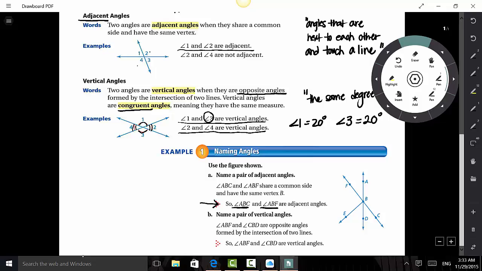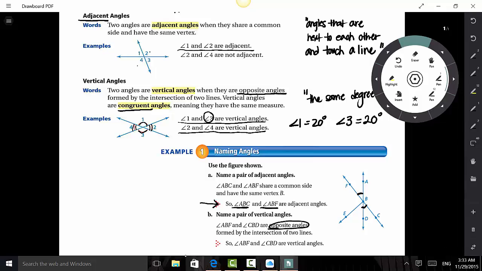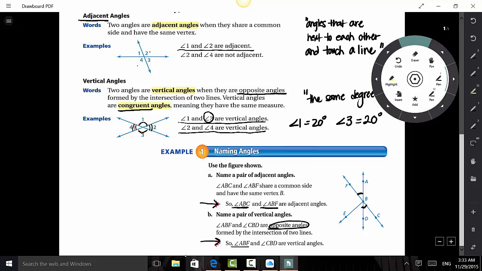The second problem is to name a pair of vertical angles. Vertical angles are opposite to each other. Angle ABF, this one, and angle CBD, this one, are vertical angles because they're opposite to each other. So angle ABF and angle CBD are vertical angles. That will be your answer.